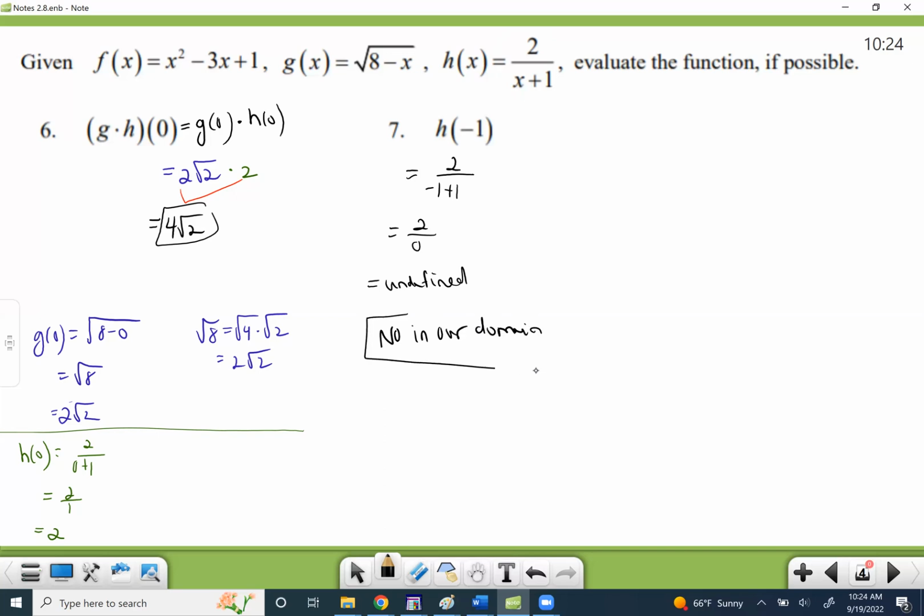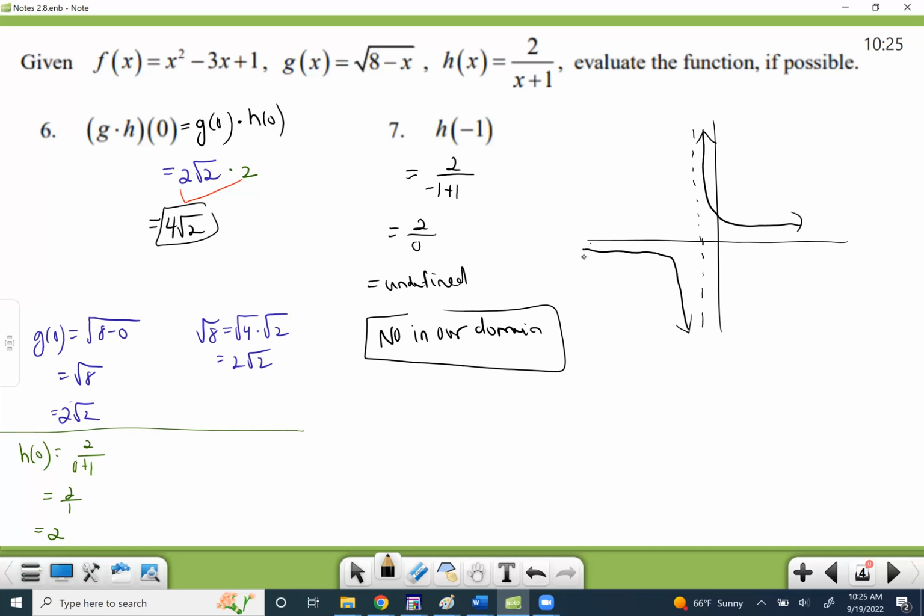It turns out that the graph of this, which we're going to graph a bunch of these in chapter 3 or 4, I can't remember, at -1, there is going to be a big gaping hole. There's a vertical asymptote at -1. Pretend that's -1, you guys. And so it's not part of our domain. There is no value for that input. So not in our domain. Oops, I put no in our domain. Not in our domain. Okay.